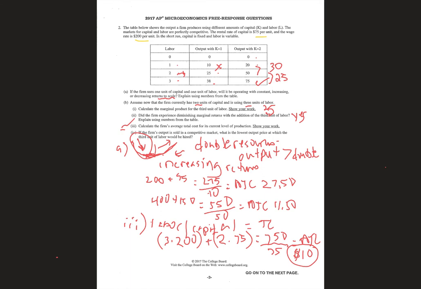I'm running out of space for this very last one, but if the firm's output is sold in a competitive market, what is the lowest output price at which the third unit of labor would be hired? Okay, so here I can kind of figure out if the firm's output is sold in a competitive market, what's the lowest output price? Okay, so this is a product market, what is the price in the product market when I hire this third unit of labor, okay? And I know it's in a perfectly competitive product market. What's the lowest price?